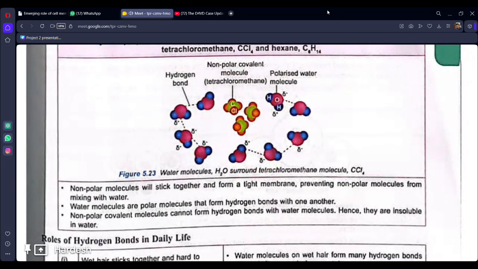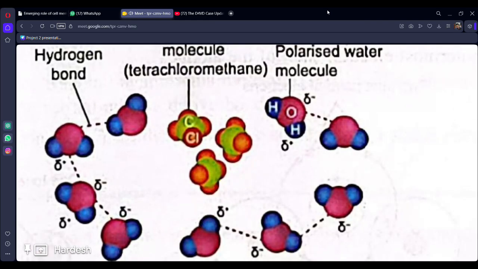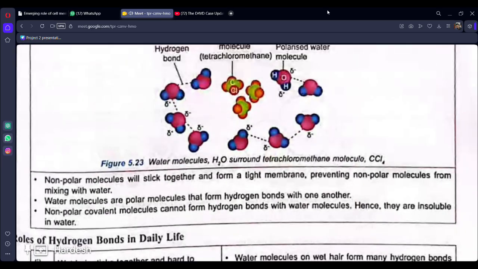Now, this one is non-polar. Non-polar, how are you going to mix with water? Hydrogen is going to bond with who? Nothing. This whole thing is neutral. So what happened? Non-polar molecules stick together, form a tight membrane, preventing non-polar molecules from mixing with water. So they cannot form hydrogen bonds with water. They are insoluble in water.